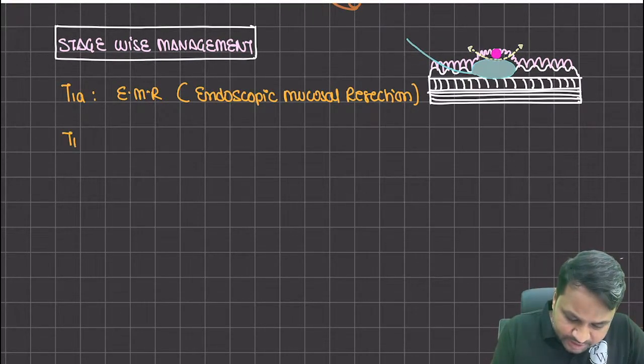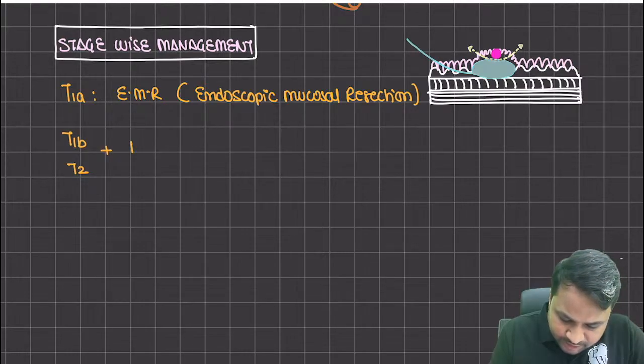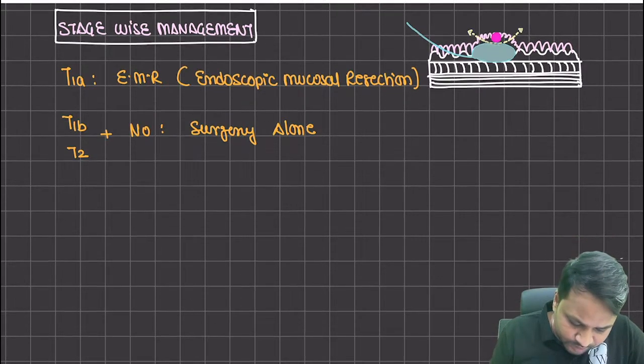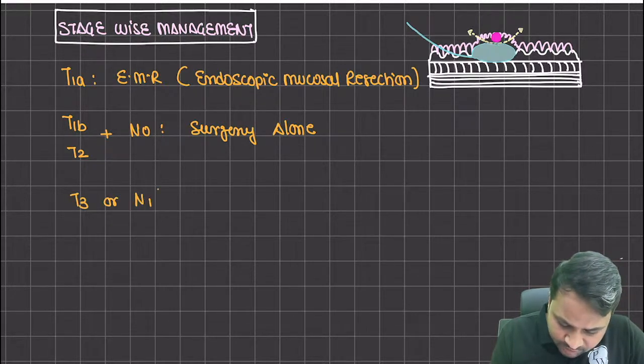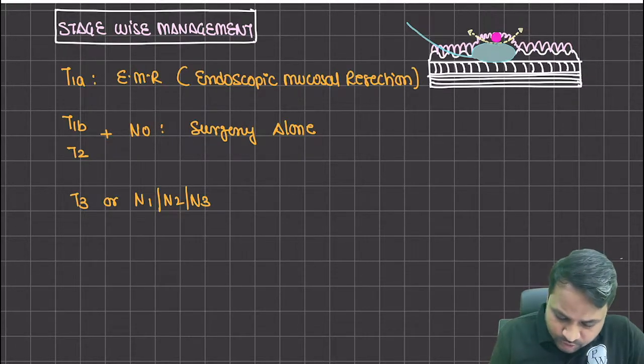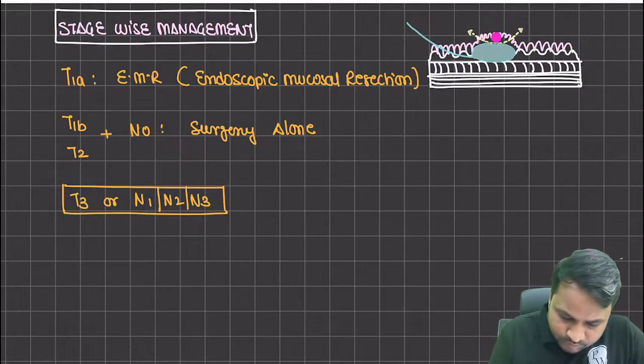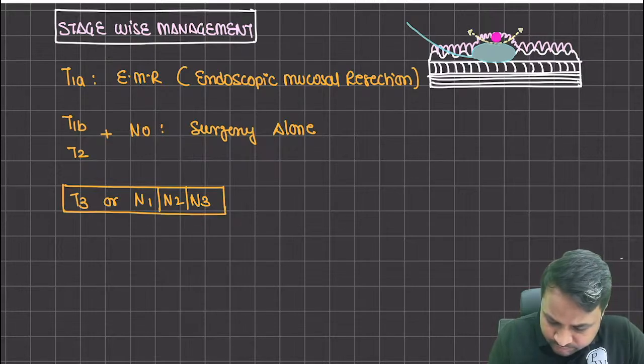Now for a T1B disease and a T2 disease, if there are no lymph nodes involved, N0, then surgery alone is enough. Now, if you have a T3 disease, or if there are lymph nodes which are N1, N2, or N3, right? Now, this is what we call a locally advanced stage. This we would consider as locally advanced.